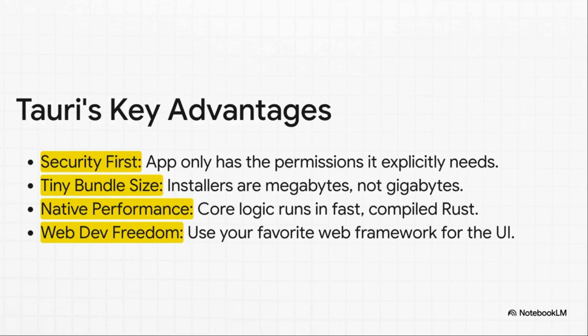Second, tiny bundle sizes. This is huge. Since Tauri uses the web renderer that's already on your computer, it doesn't have to pack a whole web browser inside your app. Third, native speed. All that core logic runs in compiled Rust, giving you performance that JavaScript just can't touch on its own. And finally, my favorite, freedom. You get to build your UI with React, Vue, Svelte, whatever you want, the tools you already know and love.